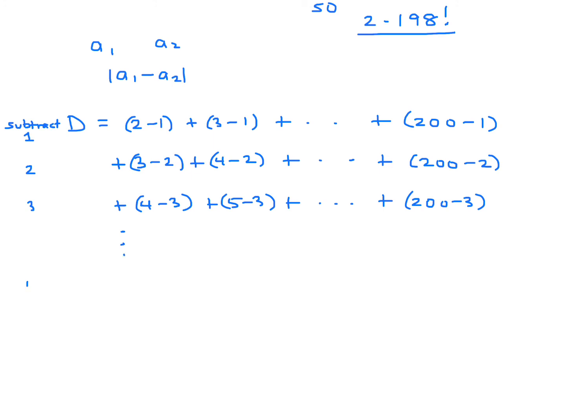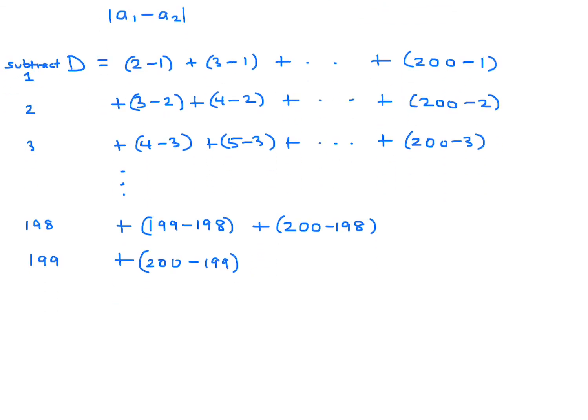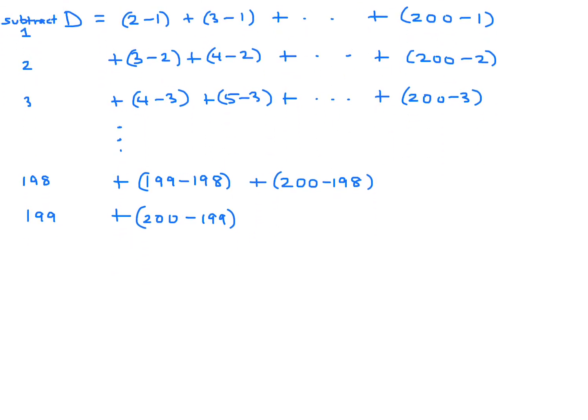So eventually you'll get to subtracting 198. So that would be 199 minus 198 plus all the way till the end, which would be 200 minus 198. And then the very last one is 199, so that would be just 200 minus 199. So this actually would cover all of the bases, would cover all of the different possible scenarios.